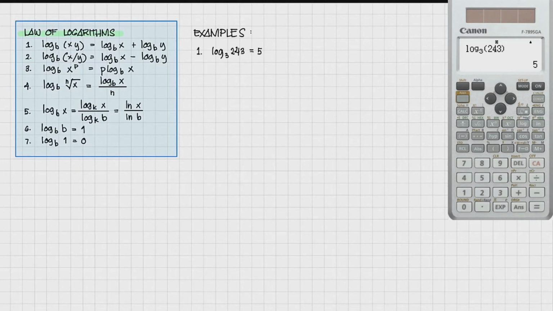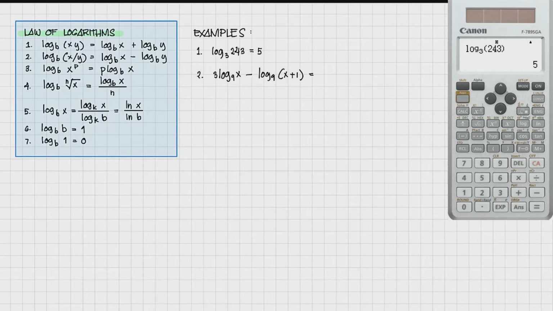Now let's try something that has some algebraic expressions, a bit more complicated but not too complicated. Let's say we have 3 times log of x, base 9, minus log of x plus 1, base 9. Let's try to write this down as a single logarithm.